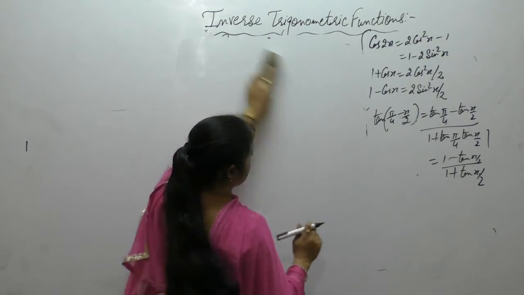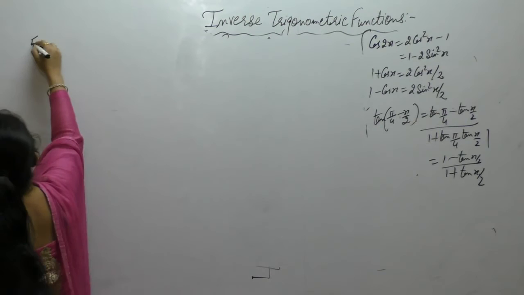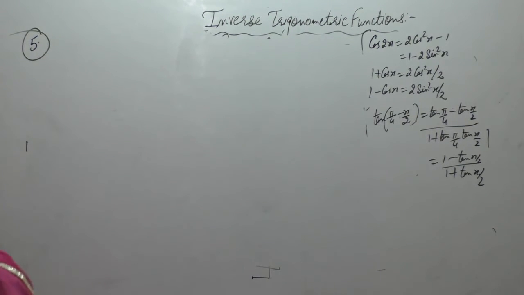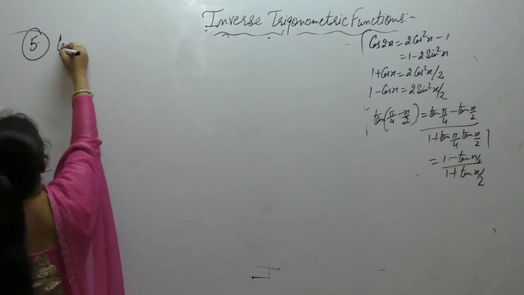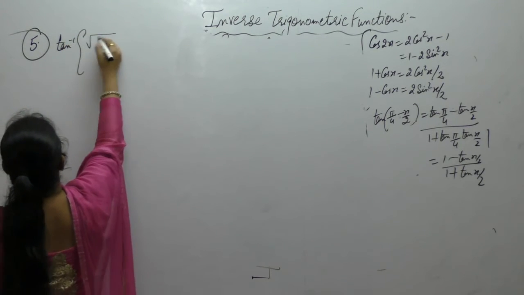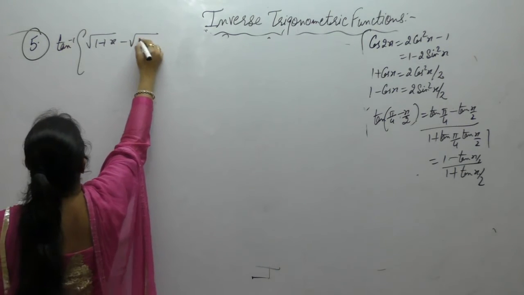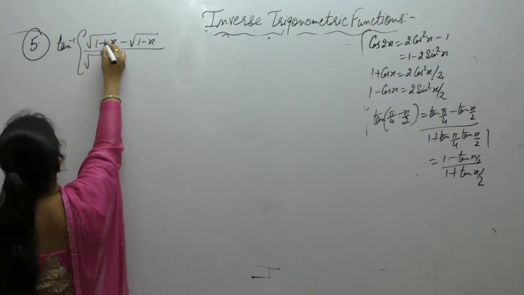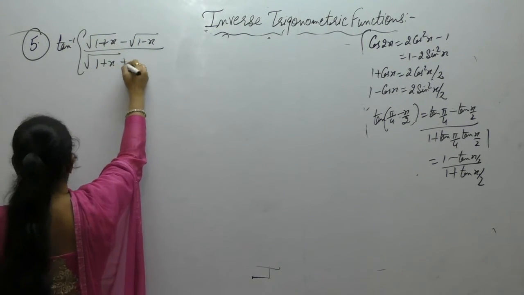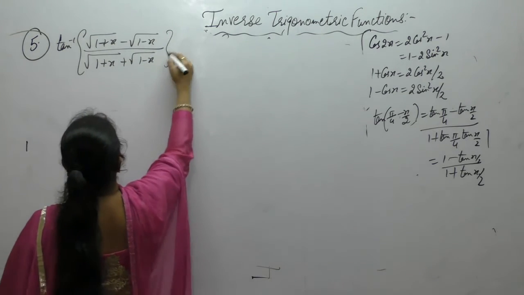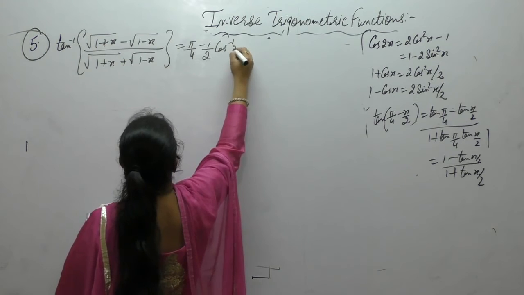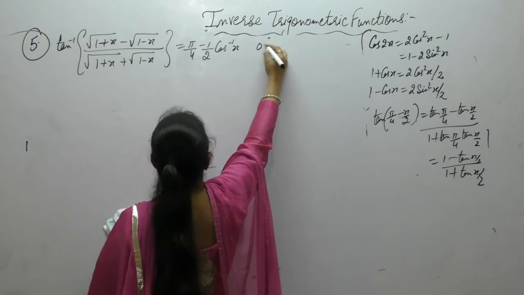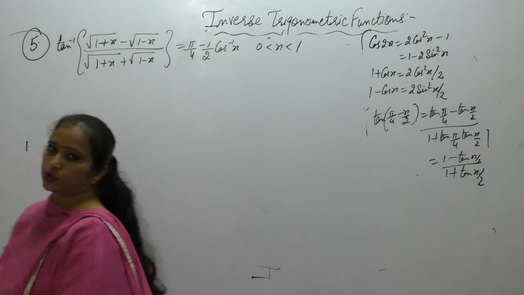Now the next is: prove that tan inverse of (square root of 1 plus x minus square root of 1 minus x) upon (square root of 1 plus x plus square root of 1 minus x) is equal to pi by 4 minus 1 by 2 cos inverse x, where x lies between 0 to 1.